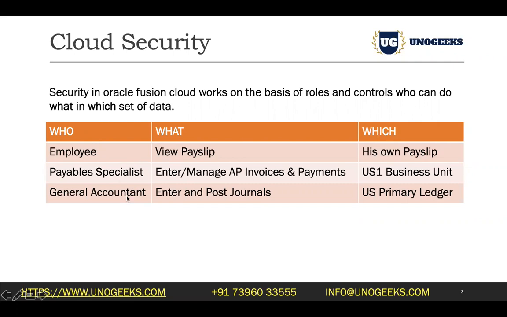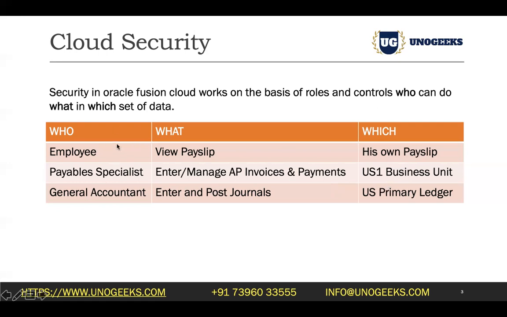You could control the who part, you could control the what part, and the which part as well. So you could assign the general accountant role to the user until you give him access to it. He wouldn't be able to do anything in that. And similarly, if you take a payables specialist or a supervisor, he should be able to process invoices and payments in the business units that he has got access to.